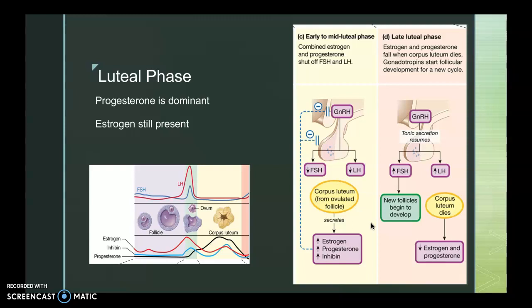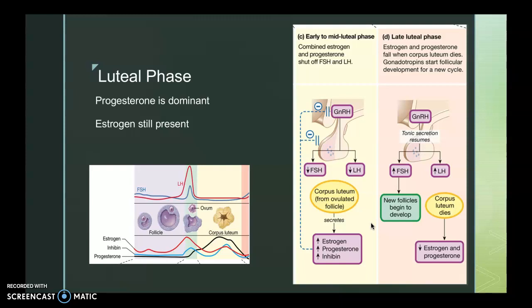There's going to be an increase in the progesterone, and inhibin is still rising. And then it finally switches over to a decrease in all of these. You see the actual simplified cycle here in the last part D here. And it goes back to normal.